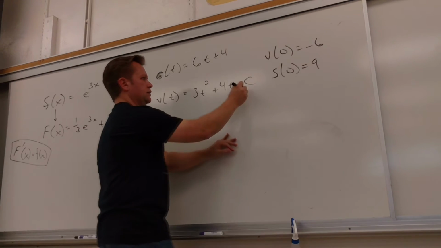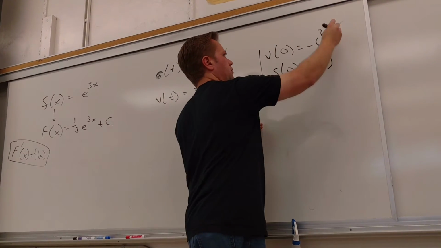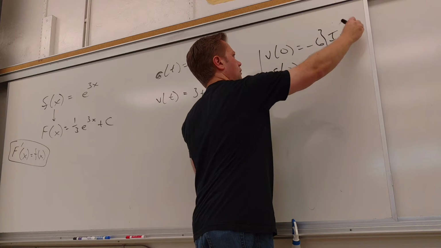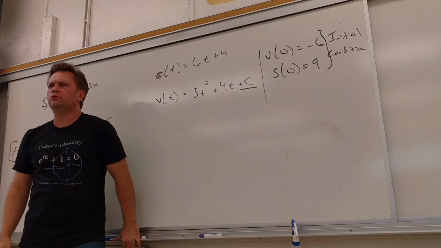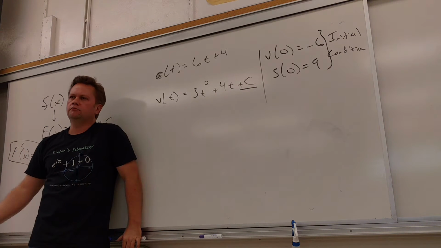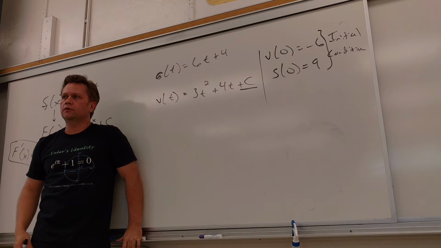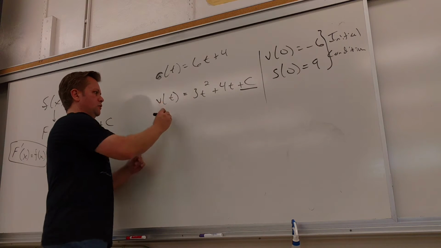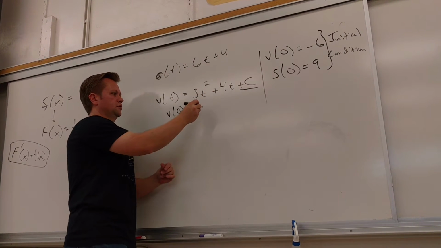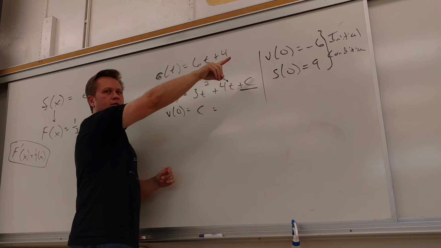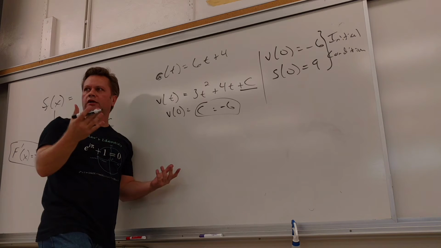So how do I figure out what that C is? Use this, and this is what we normally call our initial conditions. Sometimes it's called boundary values, depending on what level of stuff you're doing. But initial conditions work for most things. So what's v of 0? That's going to be, well, that's too easy. C, which is -6. So now I know C is -6. That was beautiful, right?